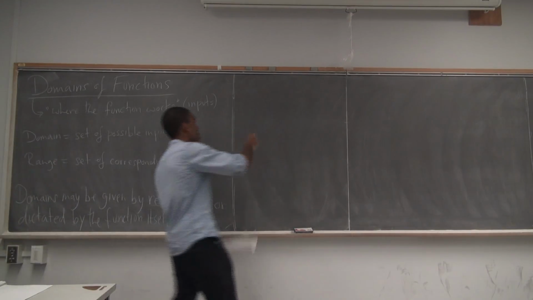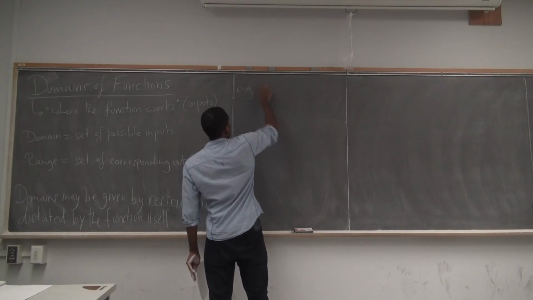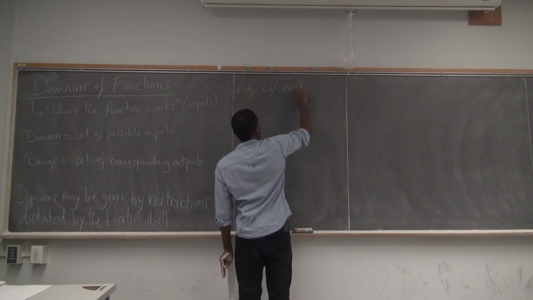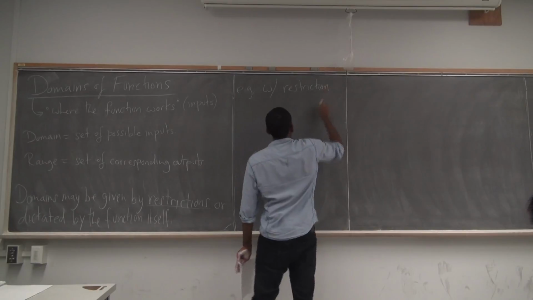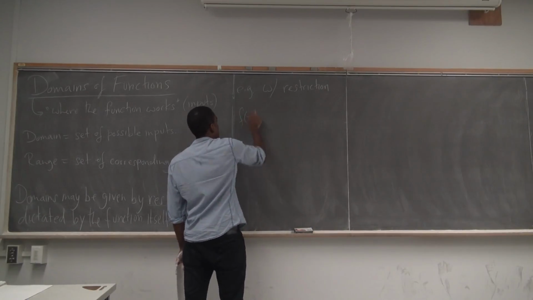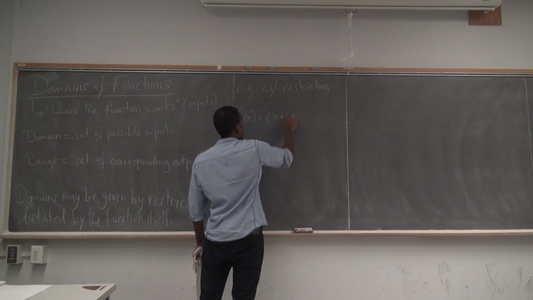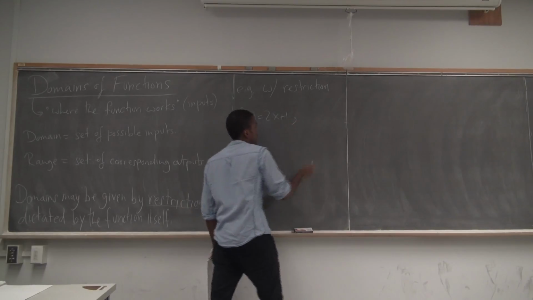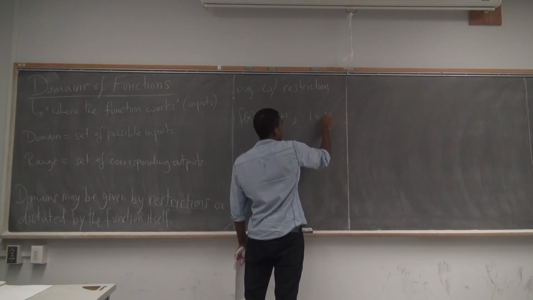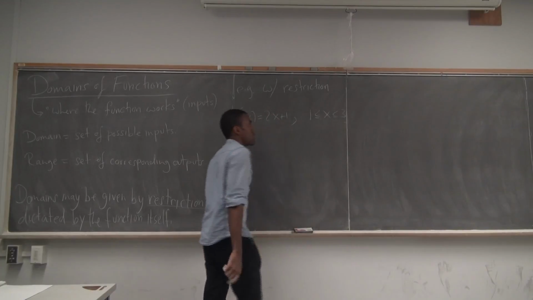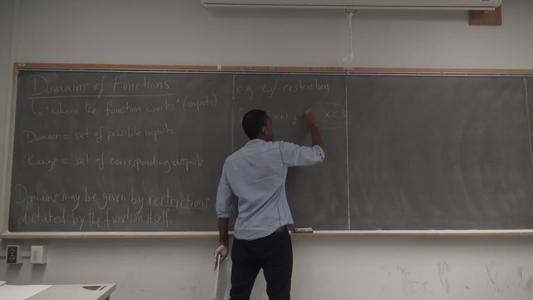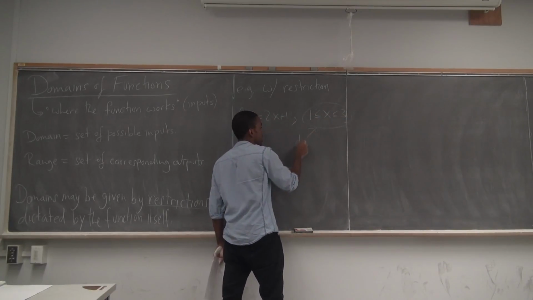So for example, with a restriction, I can say f of x equals 2x plus 1, and then what we'd write is a comma, and I can say something like x between 1 and 3. So this here would be considered the domain.